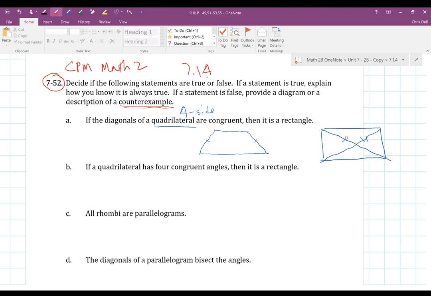If it's an isosceles trapezoid, that means the two opposite sides there are equal. So if I draw its diagonals, I also know that those diagonals would be congruent. So the isosceles trapezoid proves this to be a false statement. Okay, so we'd say false. And then I got my diagram, but I'll write it down. It could be an isosceles trapezoid.